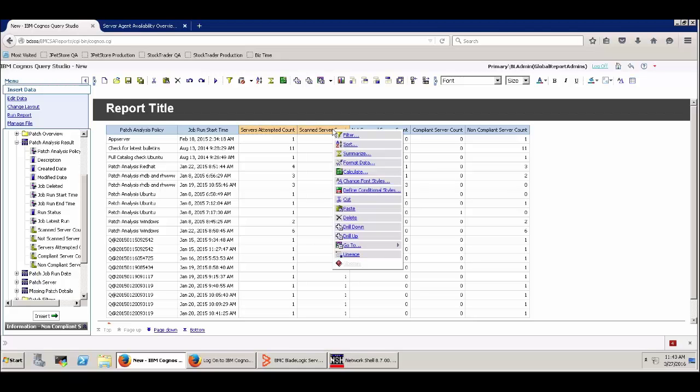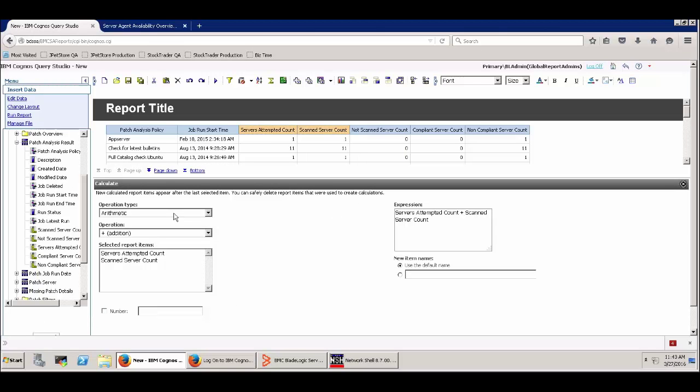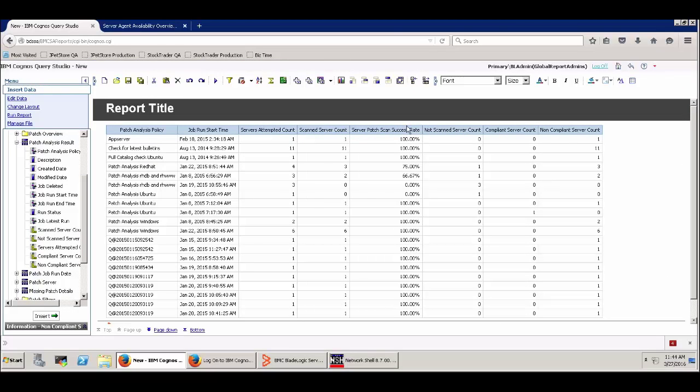And the easiest way you can do that is to do a quick calculation. And so I always try to go get a percentage, and a percentage tends to make a lot of sense to me here. Let's get the number of scanned servers as a percentage of the servers attempted. And so that'll give me my server patch scan success rate. And that is a rate. And I'm going to go ahead and insert that. And look, I get that as a percent.